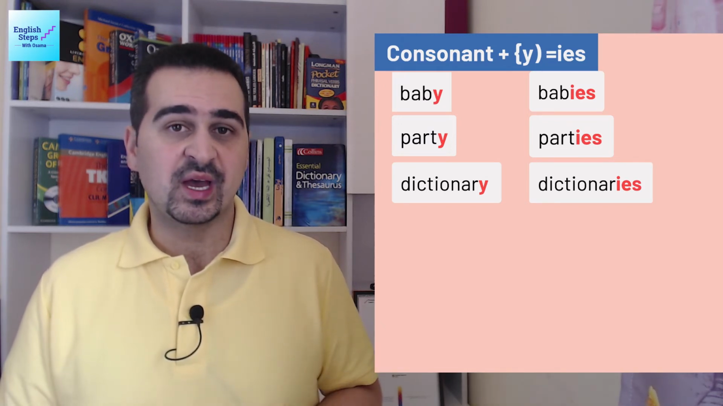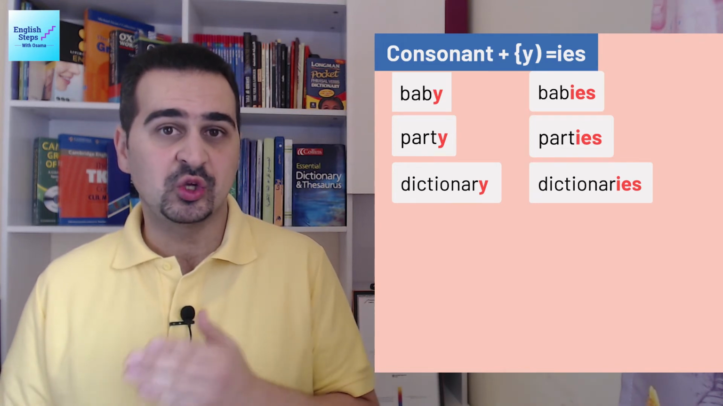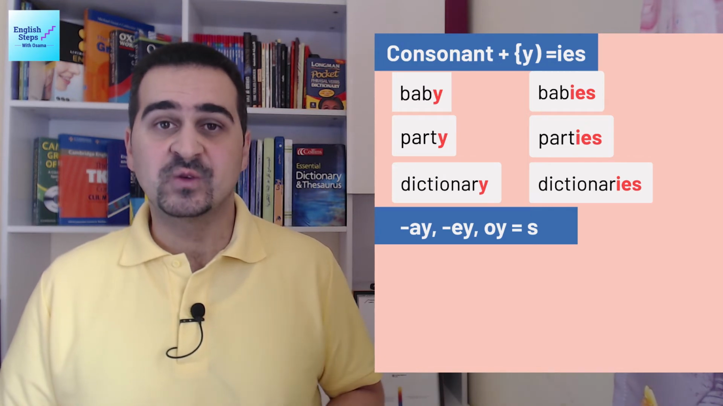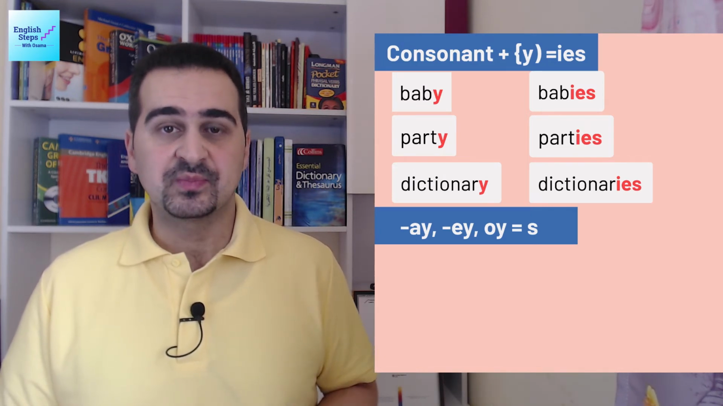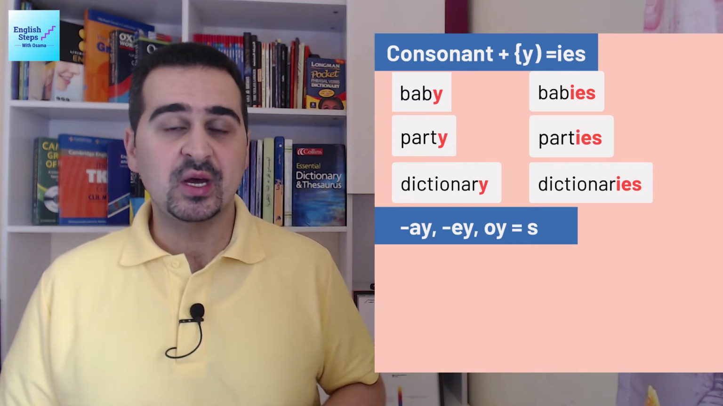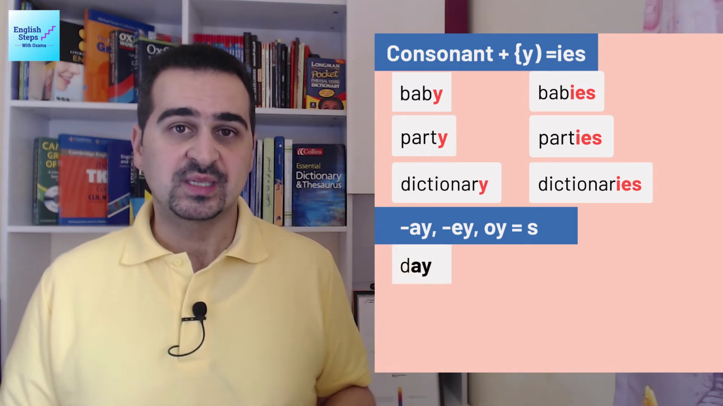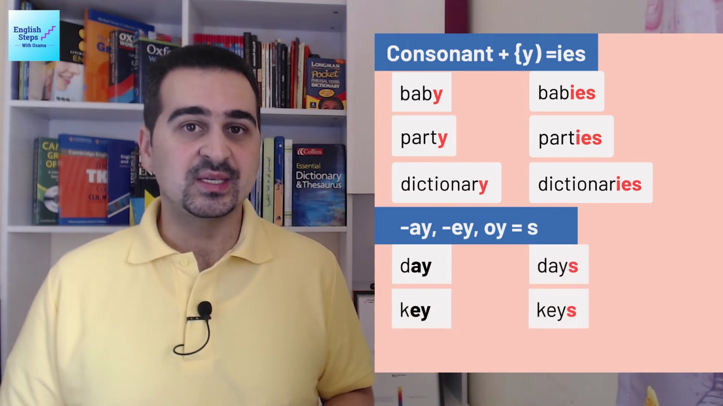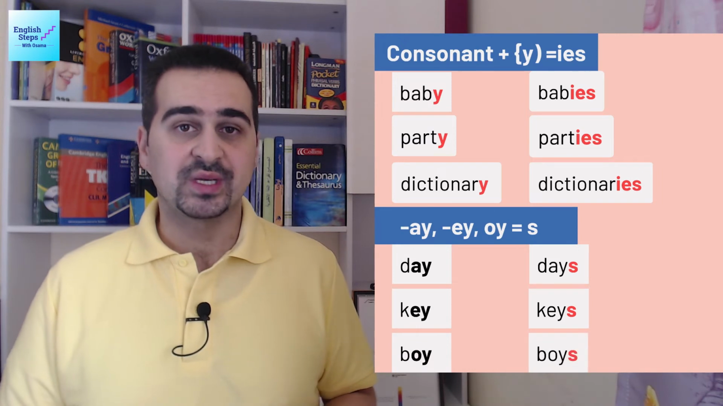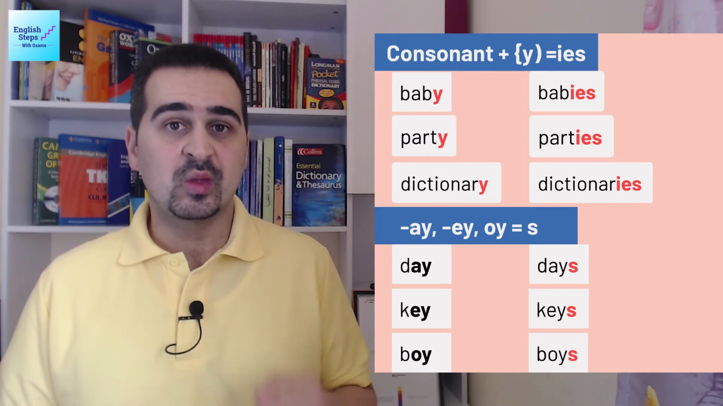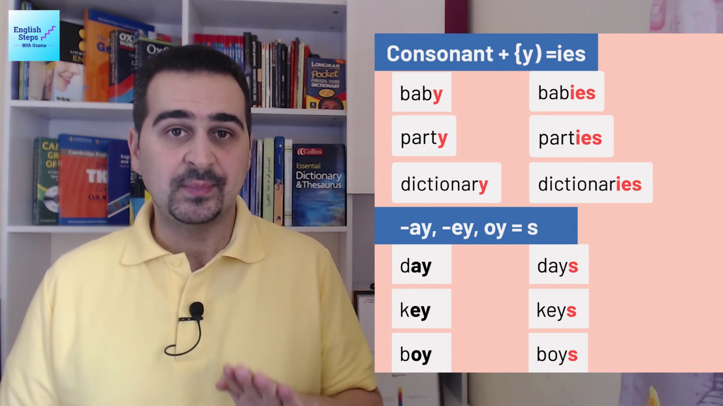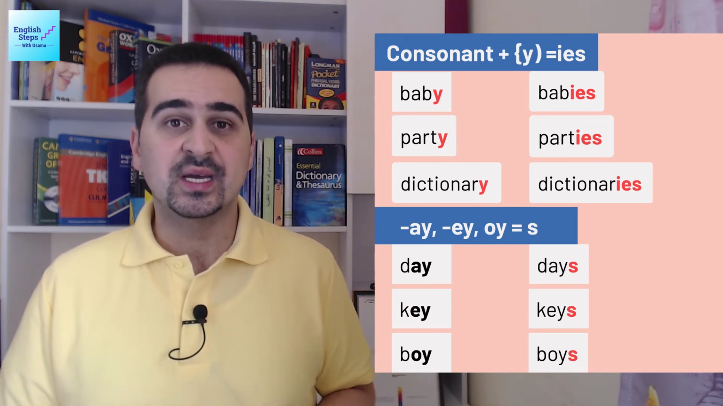The vowel letters, we have A, E, O, I, U. If the letter Y is preceded by a vowel, we must keep it, and we just add S to the noun to make it into plural. For example, day, days, key, keys, boy, boys. In these examples, the letter Y is preceded by a vowel, and that is why we kept it as it is. We just added S to make them into plural.